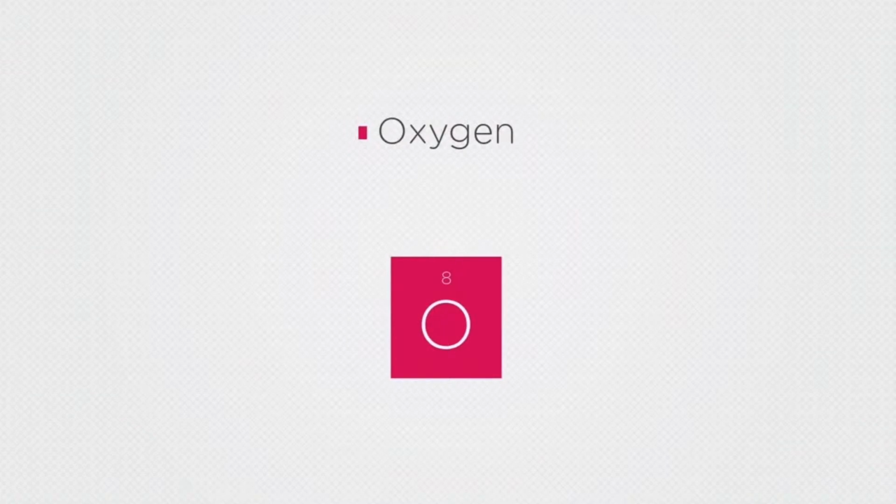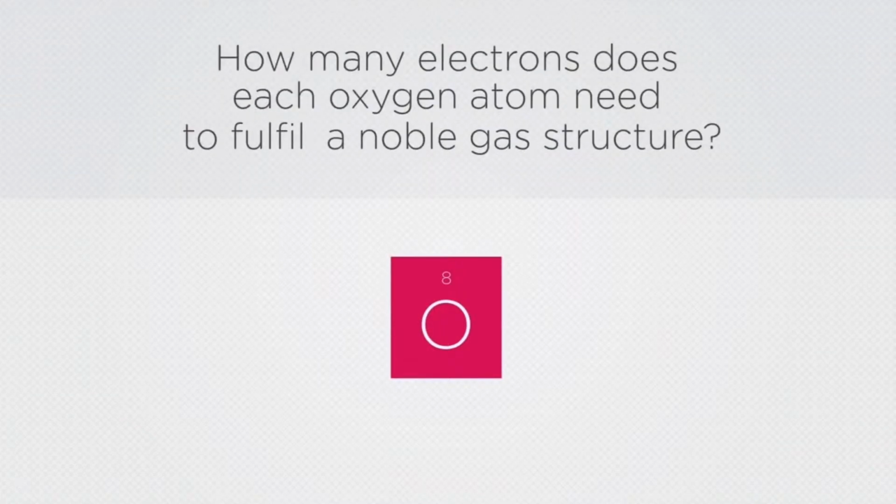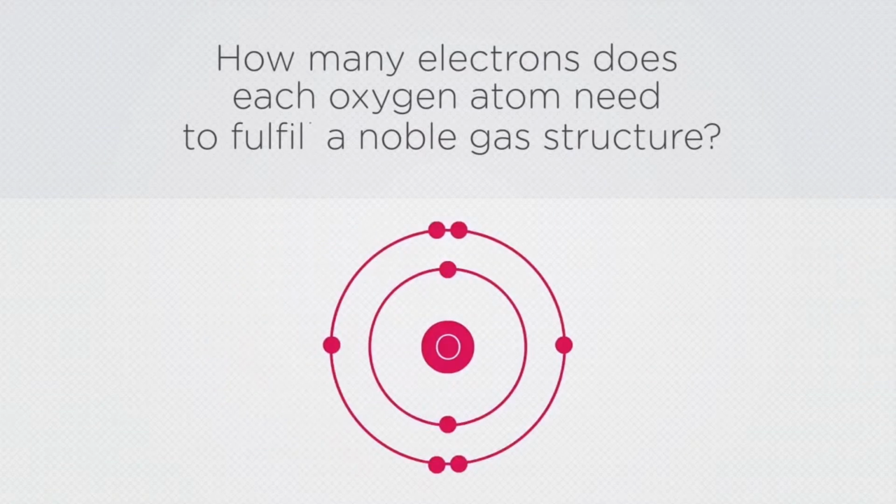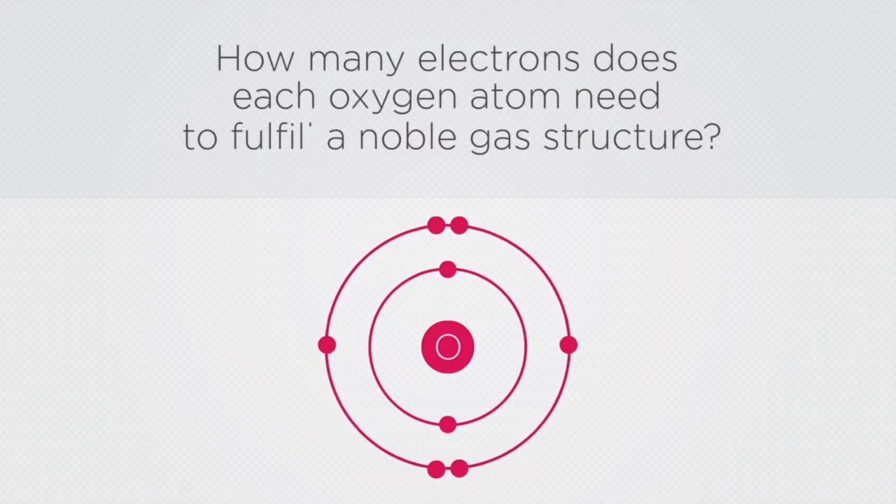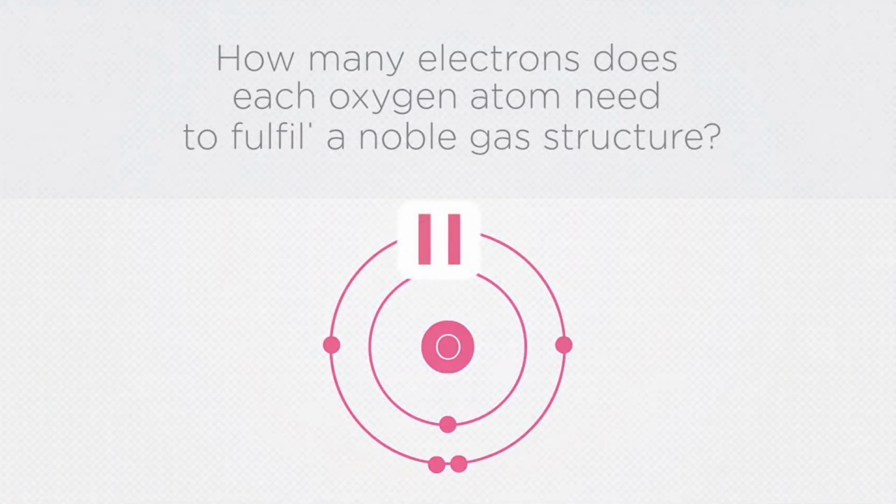In the next example, we are going to consider oxygen. It's in group 6. Therefore, how many electrons does each oxygen atom need in its outer shell to fulfill a noble gas structure? Remember, oxygen has 8 electrons in total, so we would need to fill the second shell. Pause the video and continue when you're ready.